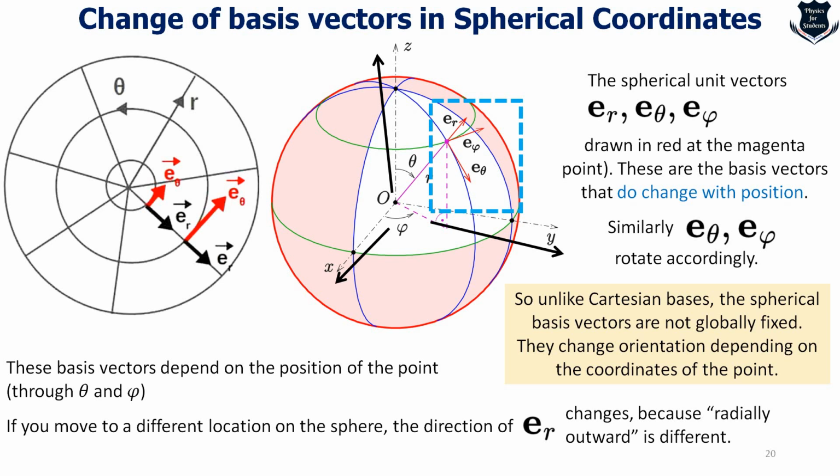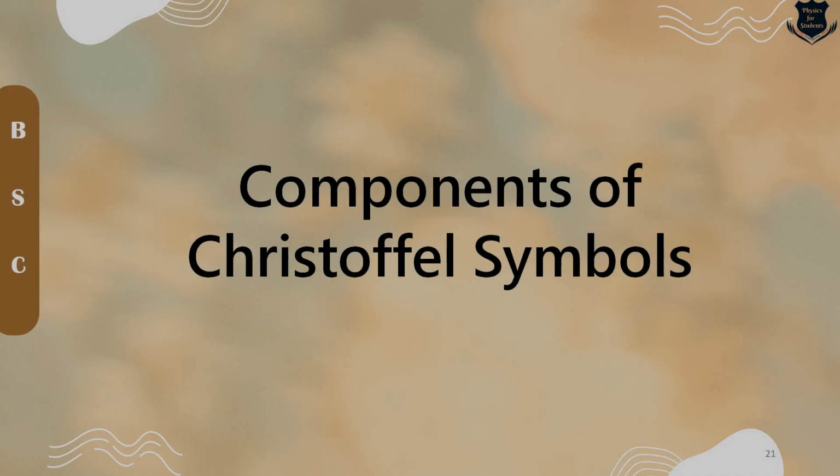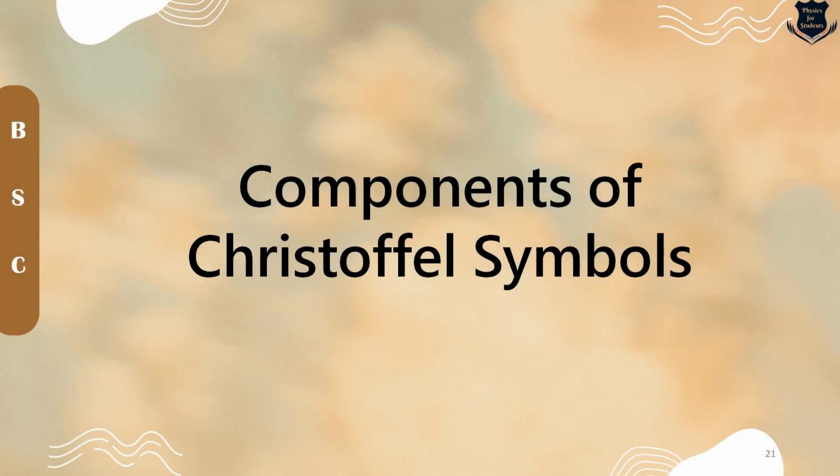This will give you clarity on why we need Christoffel symbols and how e theta and e phi rotate accordingly, and how the basis vector depends on where you are on the spherical coordinate. A very important concept laid down: the change of basis vectors in spherical polar coordinates. There can be many other curved manifolds. Now we come to understand what are called the components of the Christoffel symbols.